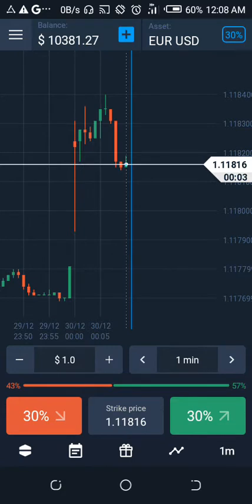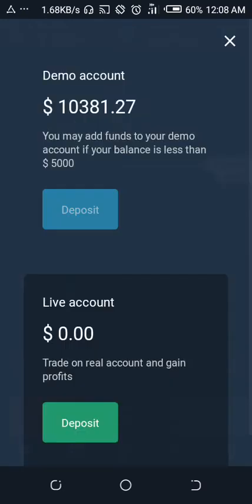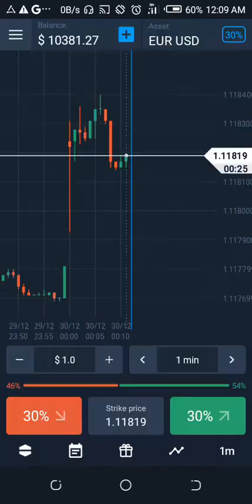Here is my account. Basically, this is a demo account. This is not a real account, as you can see here. I want to show you this is a demo account. We have demo and we have real account. This is a demo account. This is a real account. Assuming you want to start using the real account, you click on deposit under the live account. But this is a demo. Just trying to show you.